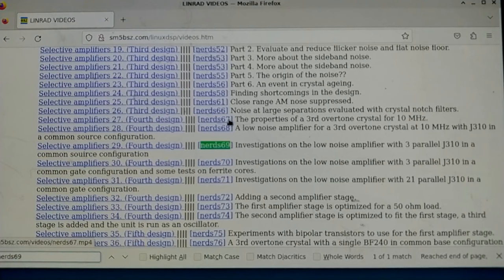It starts by nerds67, which is only about the crystal, and then various experiments until the last one, nerds74. And now I will make another video about this fourth design. So I will stop the experiments with the two crystal oscillator here and fix the local oscillator for my two channel system to make it easier to study a better oscillator.